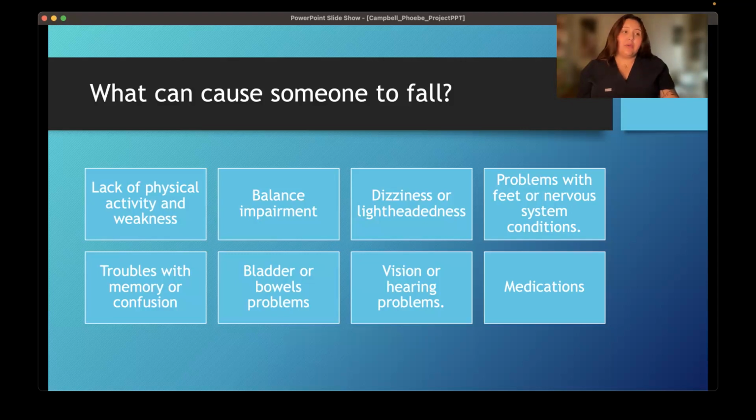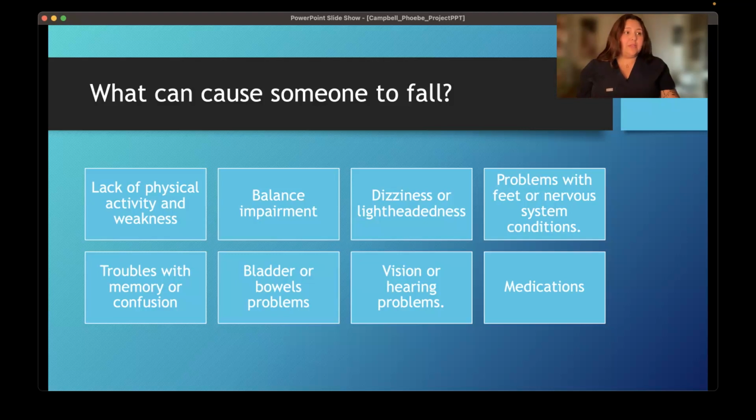Confusion and memory problems definitely make it easier to fall, not in the sense that the person is unsteady, but because they are confused or a little turned around. If they get up in the middle of the night thinking it's daytime, they go wandering in the kitchen or, heaven forbid, down the stairs, they could hurt themselves. So it is really important for the nurse to assess one's mental acuity when talking about falls.